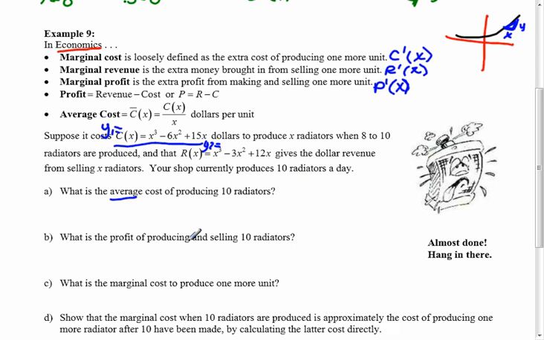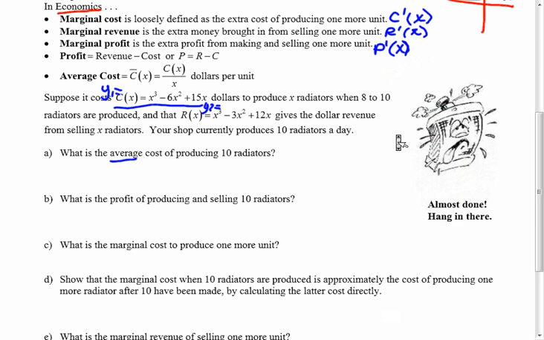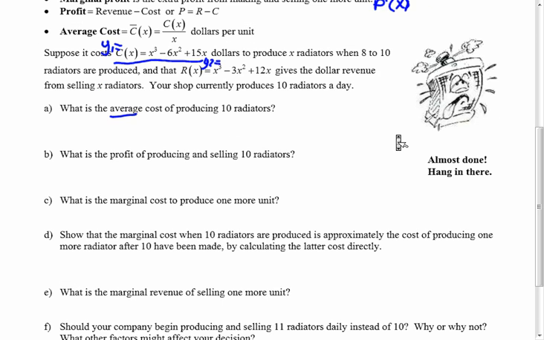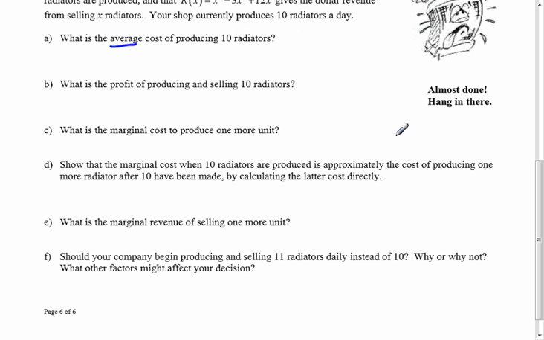What is the profit? You have to find the revenue and the cost and subtract them. Marginal cost, that's when we're using our derivative. Then this, you're using the values you already found. And then E, marginal revenue, using the derivative of revenue, and then just a question to answer.